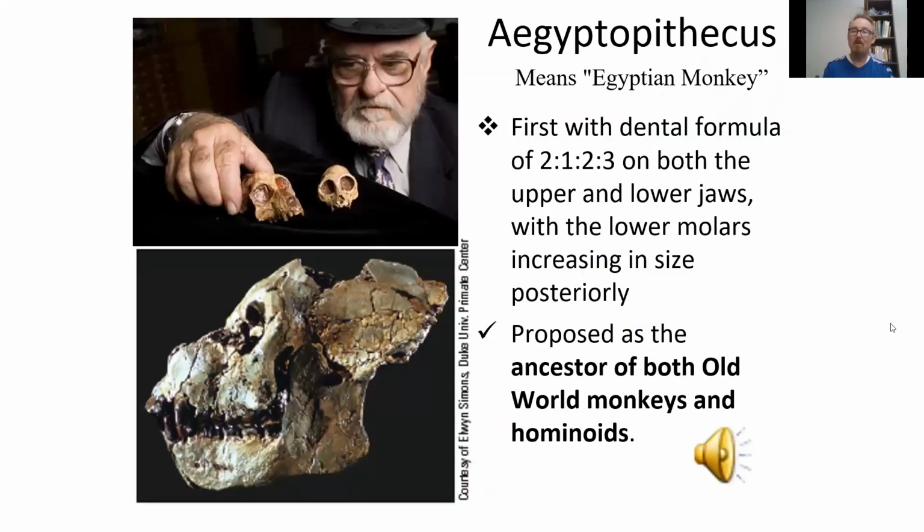So here we go, Aegyptopithecus. Yes, it means Egyptian monkey. Okay. It's the first with a 2123 dental formula. I'm so grateful because you're looking at grandma, how lovely grandma is. And that really is the proposed ancestor of Old World monkeys and hominoids, all the apes.